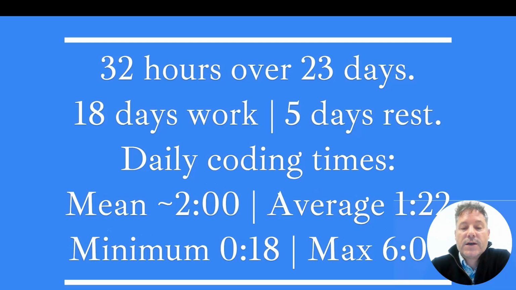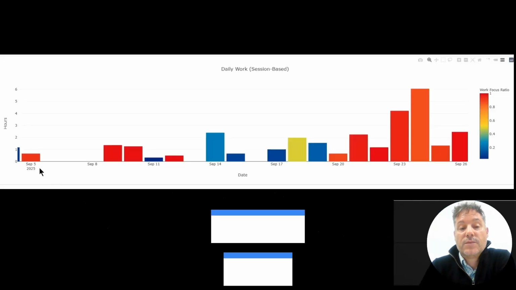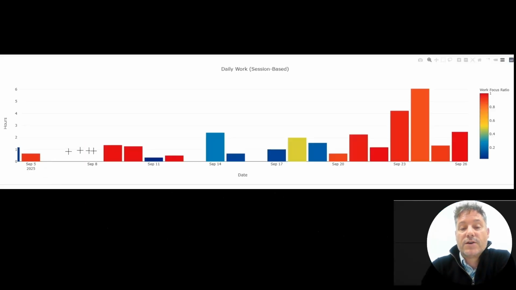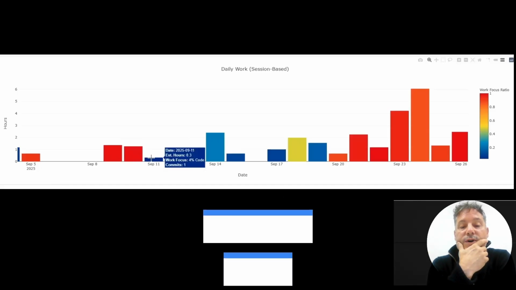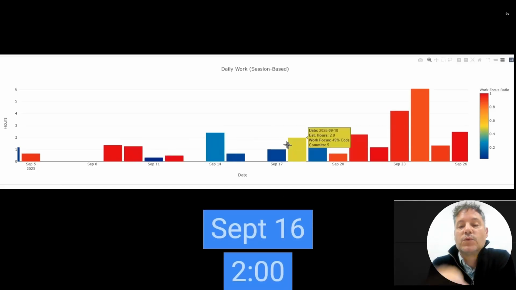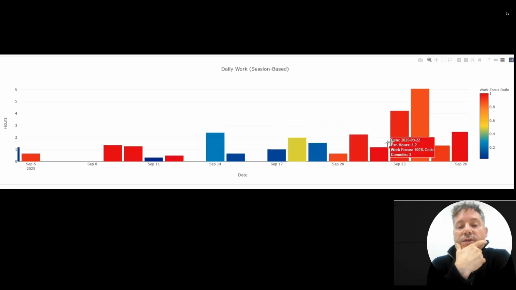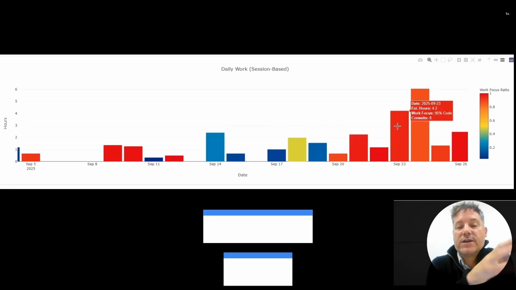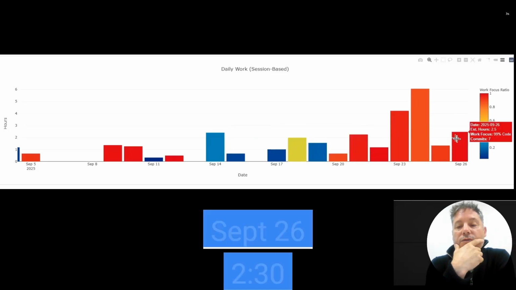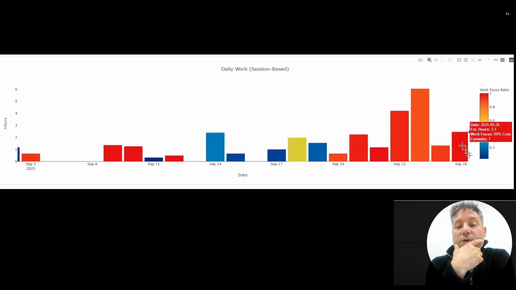Minimum was a 2-hour day. On average was, sorry, not minimum, mean was 2 hours. Average was 1 hour and 22 minutes. And I had a long day of 6. But let's get into it. There you go, that's it broken down day by day. As you see, towards the end I got more excited, more focused. The blue is code that changes over time quite a lot, and the red is basically new code.